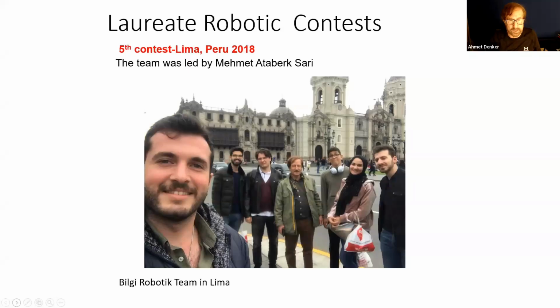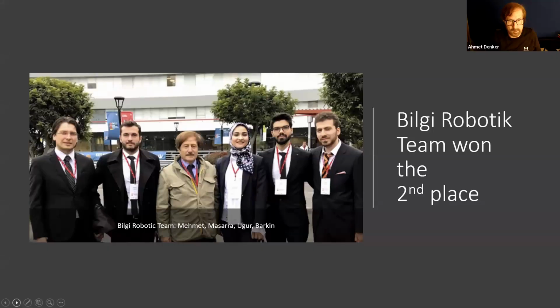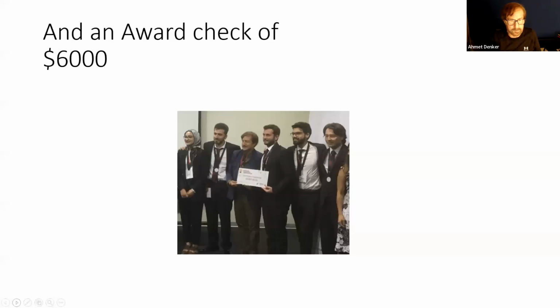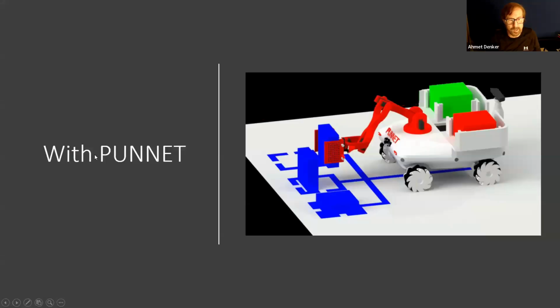And in 2018, this time we were in Peru. This is the team. And we won the second prize. It is a $6,000 check. You see here, split between the students. And this is their design, Punet. This was an industrial robot. This is again a hybrid robot.